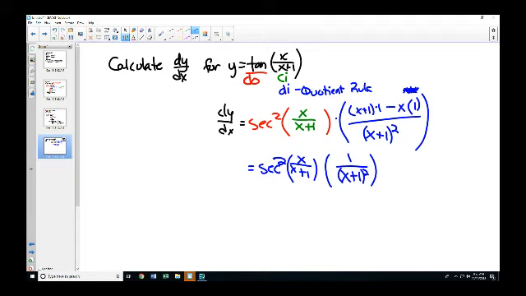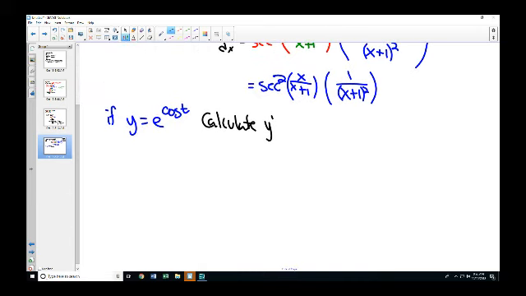Let's try that one. Okay, there's another function. This one's involving e.